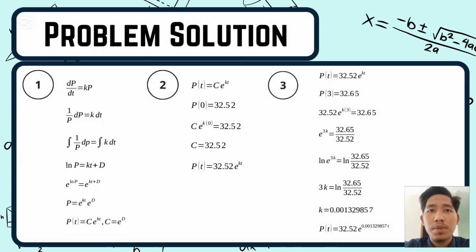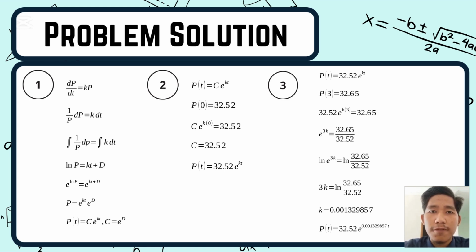Now, let's take a look at the problem solution. As my friend said before, the first thing to do is separate the variables and integrate both sides in order to get the general solution for population growth. Step 2. By applying the information from the question that said the initial number of population is 32.52 million, it means when time is 0, the population is 32.52 million. Then we let t equal to 0 and we get C equal to 32.52. Then we get the new general solution with value C.